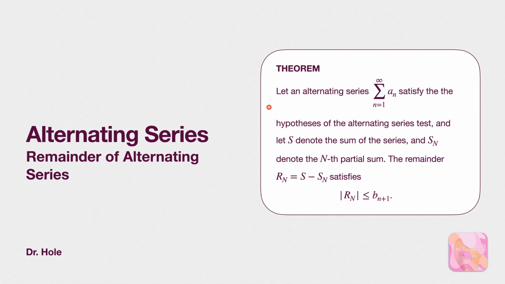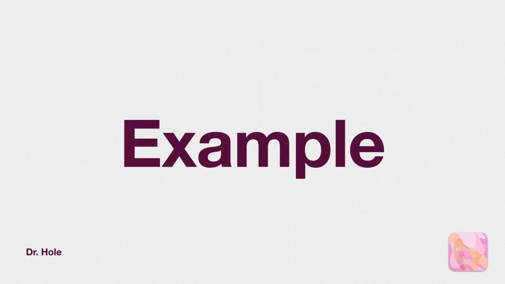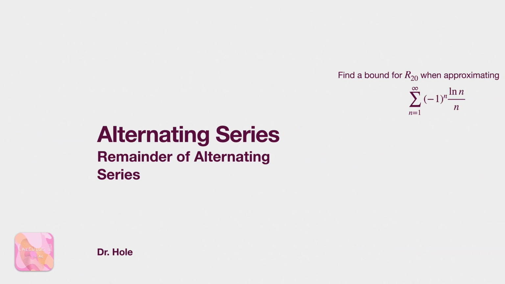So we can state that in a theorem: for an alternating series, the estimate on the remainder is rather straightforward. You simply look at the next term. Now, we need absolute values on the remainder because the remainder could be positive or negative. And we know that the next term, B sub n plus 1, is a positive quantity. Good. So this is giving an estimate for the remainder. Very nice. Let's do an example.